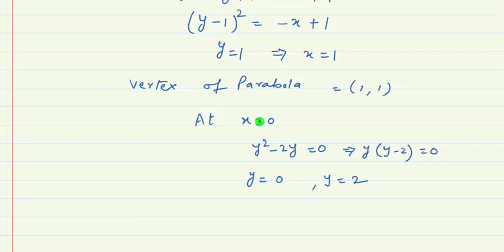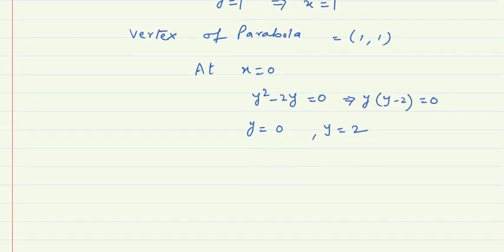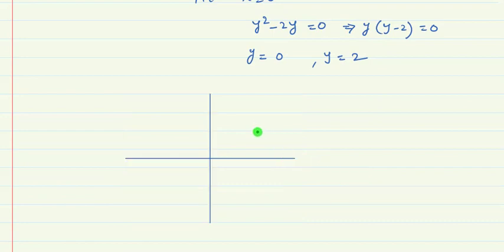So what does it mean? That the parabola will intersect the y-axis at 2 points, at 0 and at 2. Secondly, if we put y is equal to 0, clearly x is 0. So it means one of the common points on the x-axis and y-axis is 0. So now let us draw the parabola. So let us take the coordinate axis over here. Now the turning point of the parabola is 1, 1. So let this be 1 and here it is 1. So the turning point of the parabola is this one, that is 1, 1.